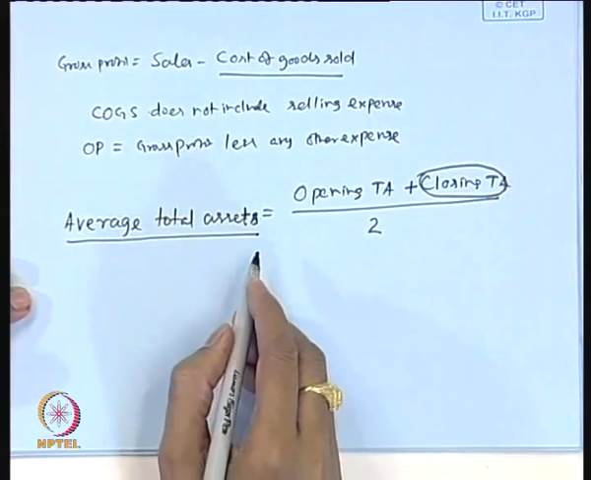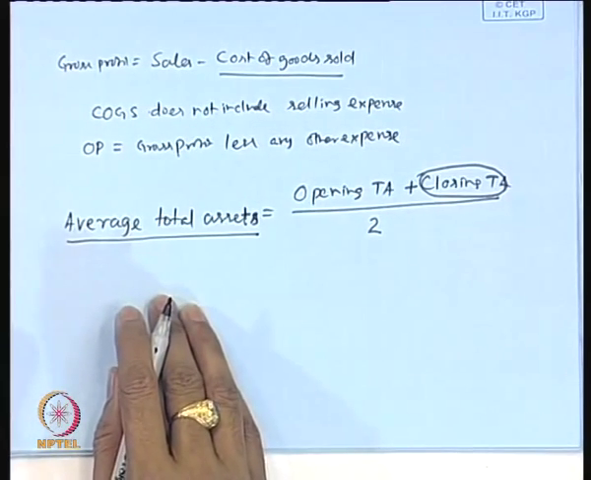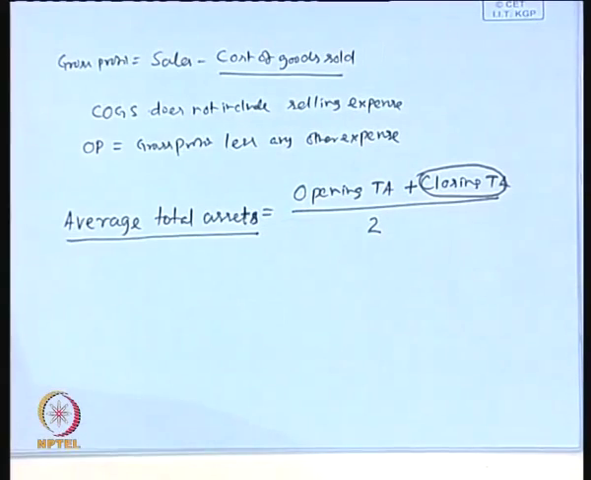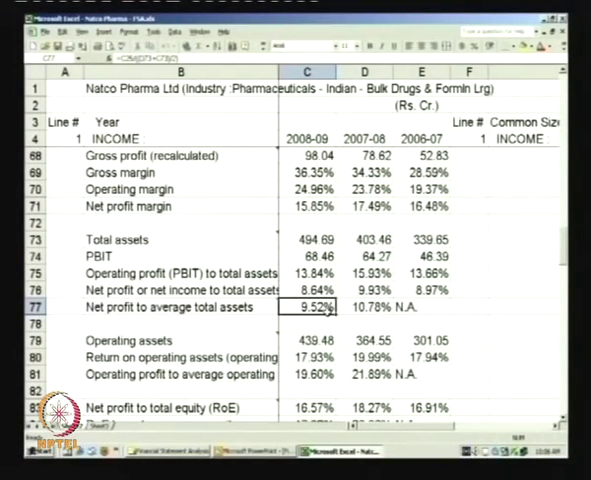The company might have acquired assets towards the end of the particular period. In that case, it is not right to expect profits on those assets which have been acquired at the latest time of the period. To take care of that problem, it is better to take the average total assets, that is the average of opening and closing. This way, the company's return on total assets, or return on investment, when return is defined as net profit, was 10.78% and has gone down to 9.52%.